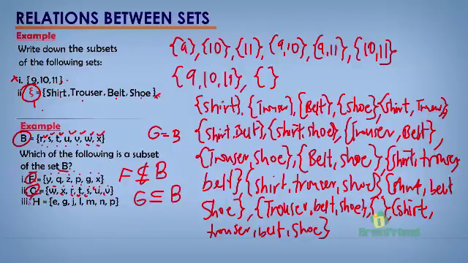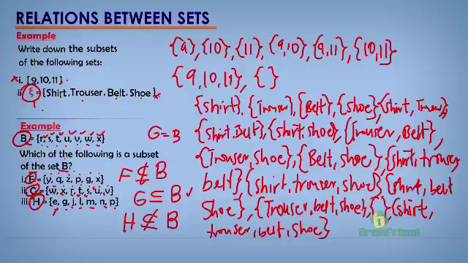Let's take a look at our set H also. We have set H with its elements E, G, J, L, M, N, and P. We note that the elements in our set H cannot be found in the set B. They are disjoint sets. Therefore, H is not a subset of B.